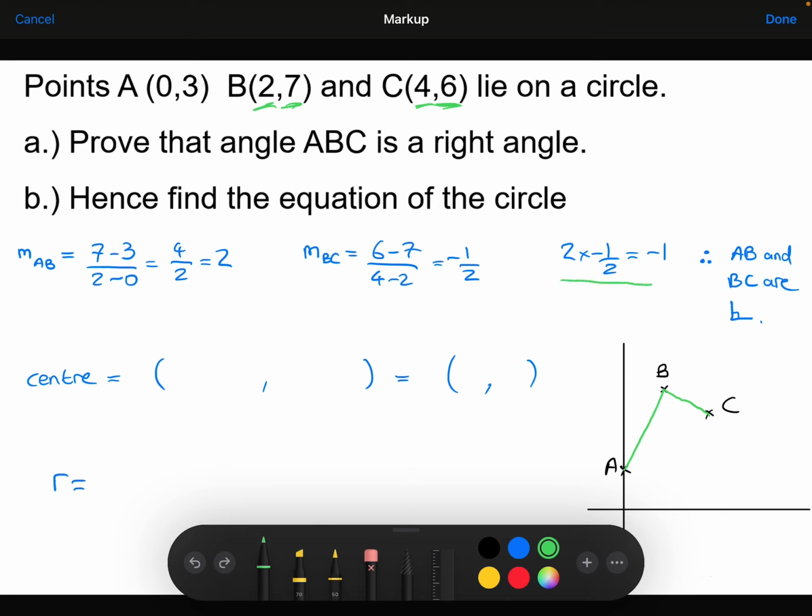All I've done then is I've taken those two gradients and multiplied them together, and I got -1. And that's telling me then that AB and BC are perpendicular. They must be at a right angle.